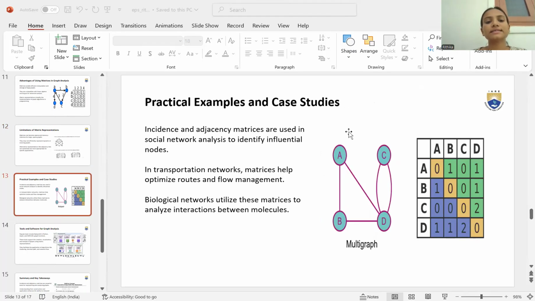Practical examples and case studies. Incidence and adjacency matrices are used in social network analysis to identify influential nodes. In transportation networks, matrices help optimize routes and flow management. Biological networks utilize these matrices to analyze interactions between molecules.